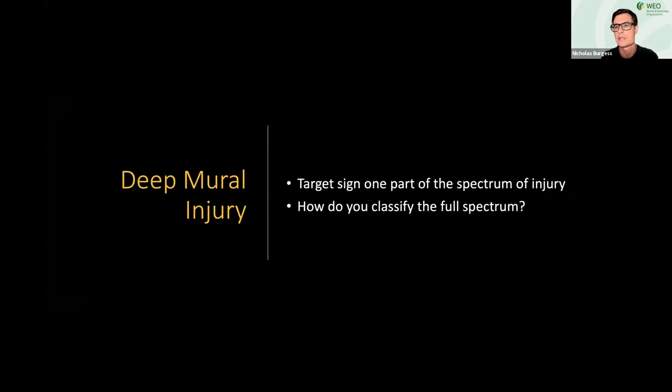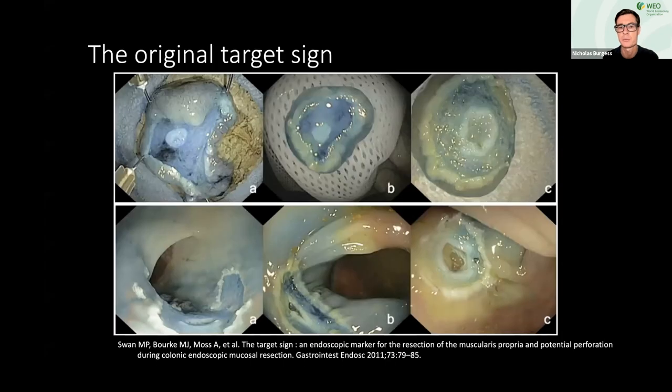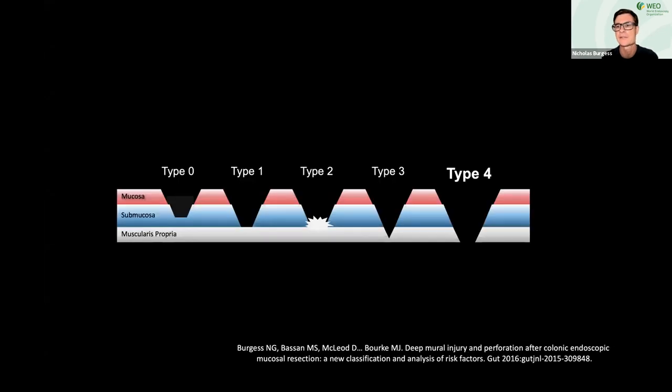Deep mural injury is extremely important. The target sign many of you will be familiar with, this was first described in 2011. That's a disc of muscularis propria that you can see both on the resection defect and often within the specimen itself. That's evidence that the muscularis propria has been injured or resected. We've developed a score to look at this.